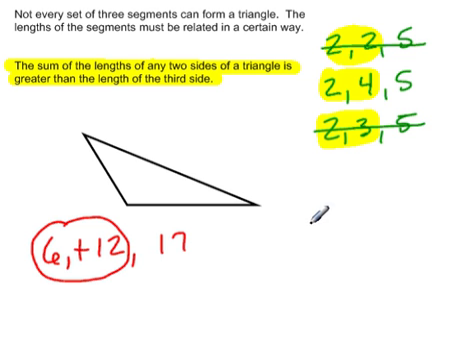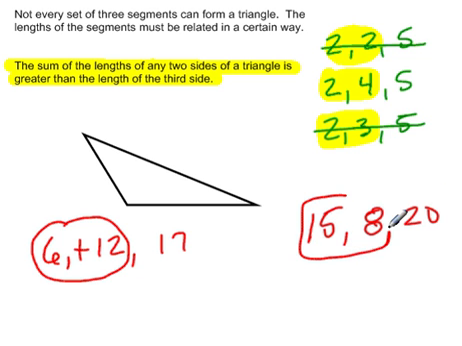So what if we have, let's say, 15, 8, and 20. Well, find the 2 smaller ones. Well, that's 15 and 8. What's 15 plus 8? Is it greater than 20? Well, 15 plus 8 is 23. 23 is greater than 20, so hey, I can form a triangle with that set.